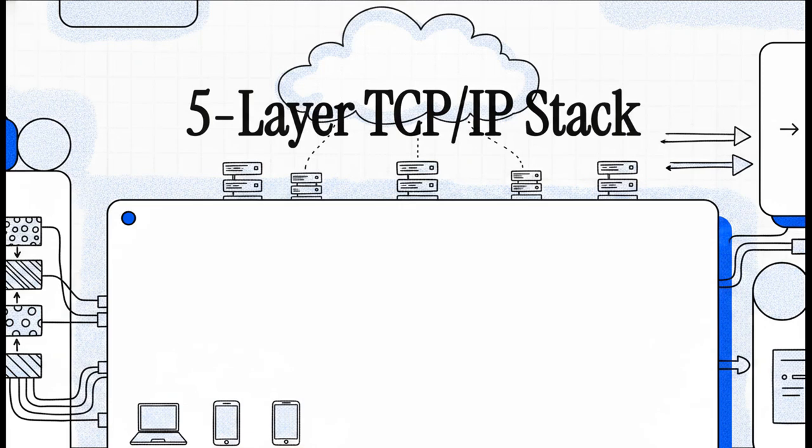Welcome to this explainer. Today we are decoding the invisible architecture that literally makes the entire modern internet possible. If you've ever wondered how cloud networking actually functions under the hood, you're in the exact right place. We're going to demystify the internet's blueprint, the 5-layer TCP/IP stack.